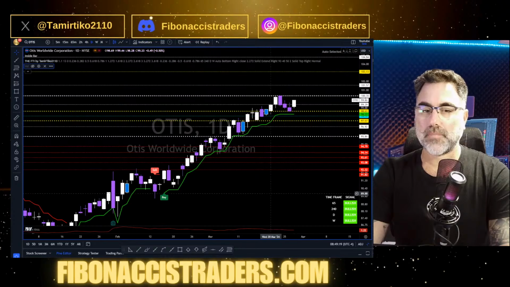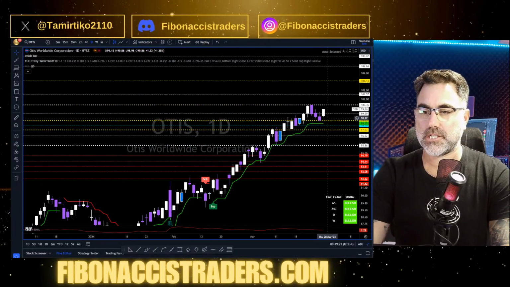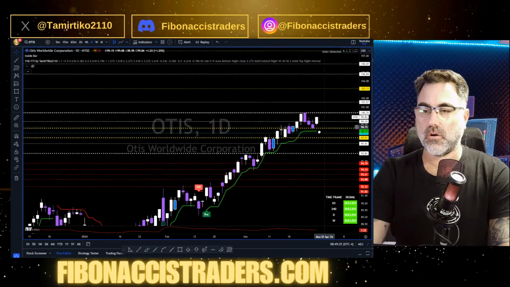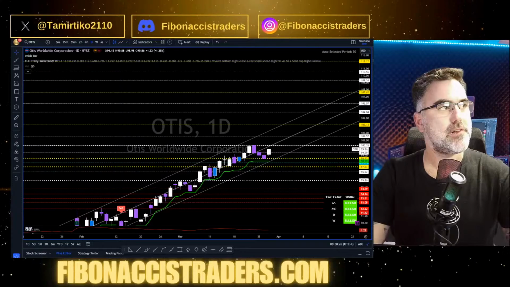Make money. Otis Worldwide Corporation, super bullish. As you can see, the yellow zone holding nice support above the 101.